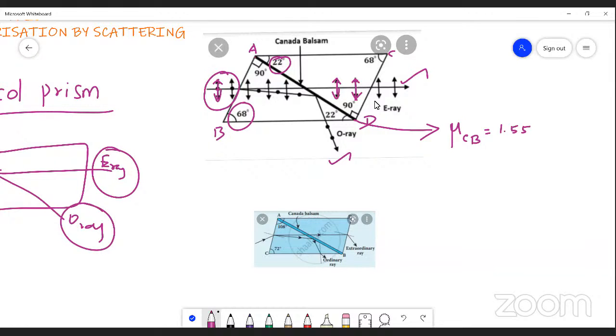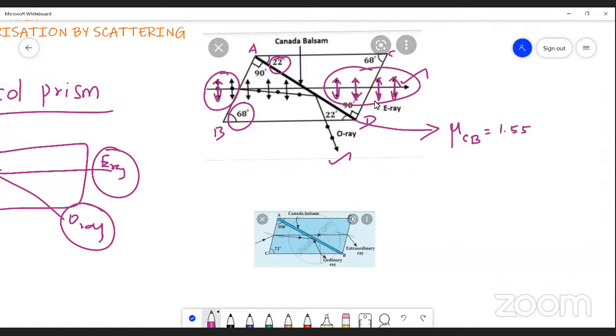Extraordinary ray, this is parallel to the principal section of the crystal. This is extraordinary. And another one, perpendicular to the principal section of the crystal, is ordinary.